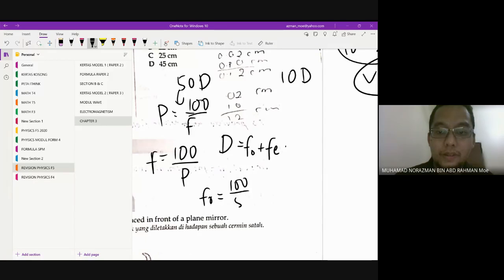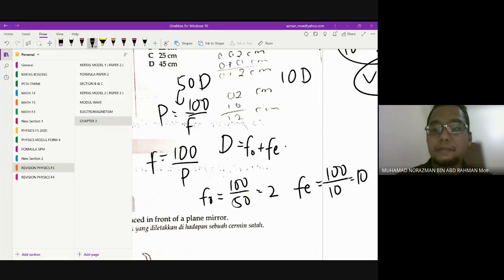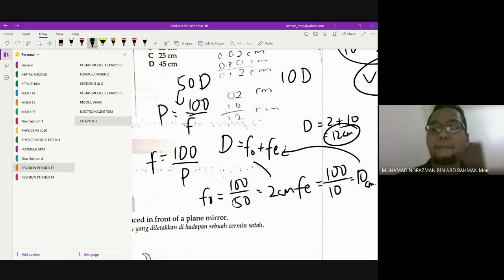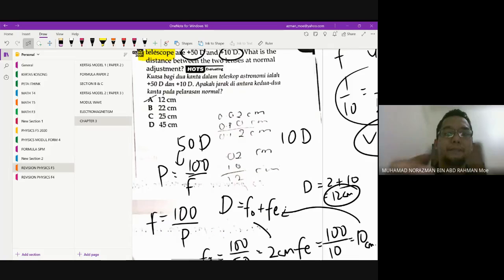100 over 50, which is 2. FE, 100 over 10, which is 10 cm. Then we insert the value, then we get the distance is equal to 2 plus 10, 12 cm. Okay, in cm.